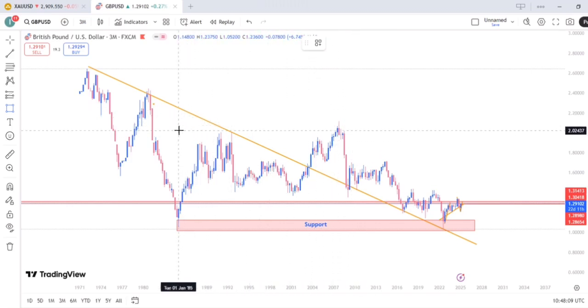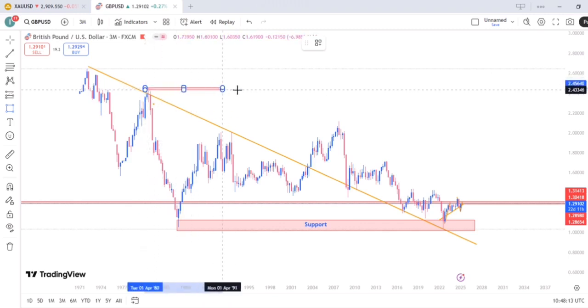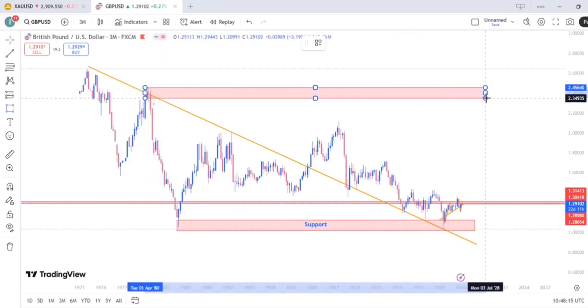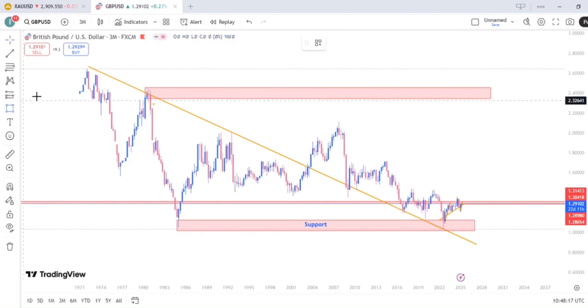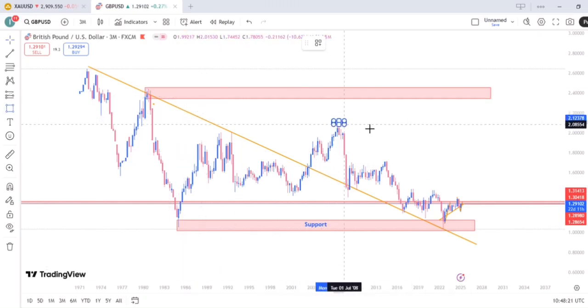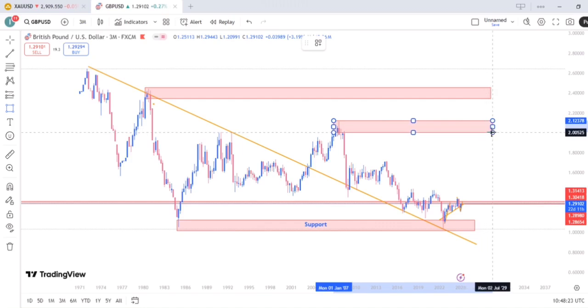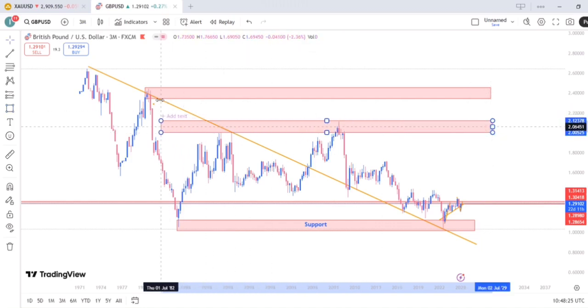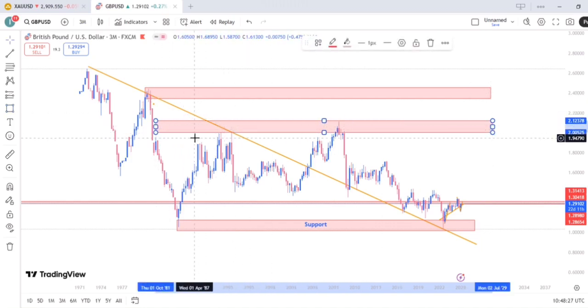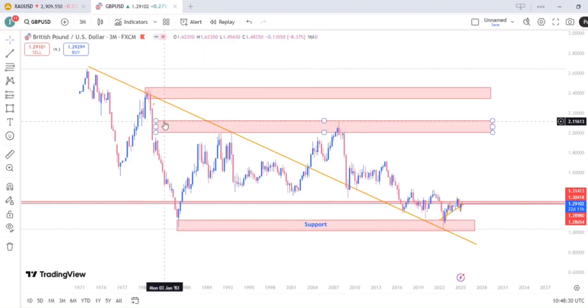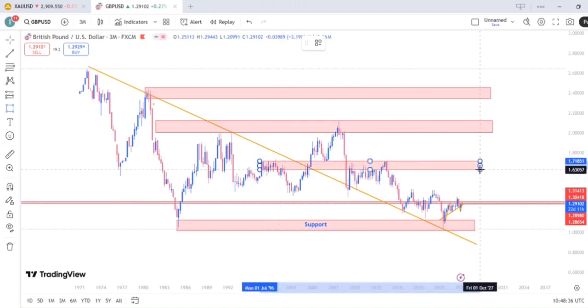Okay, we have so many resistance levels. In fact, we have so many levels here that we are just going to map them out. Okay, now we have a resistance level over here. We have another resistance level over here. Now we can stretch this out. Then we have another resistance level over here.